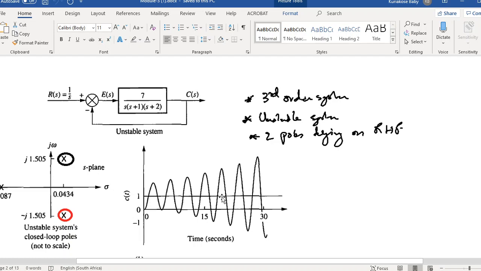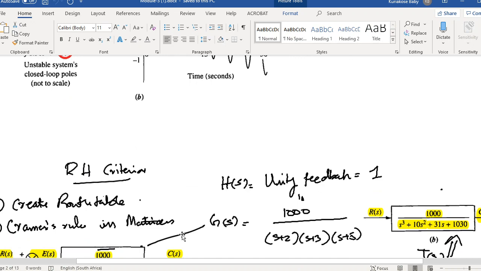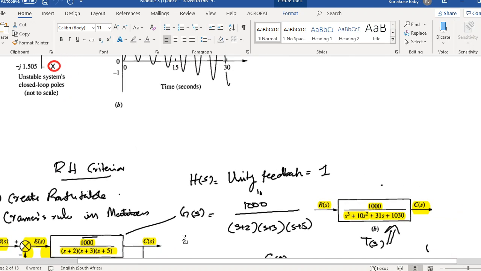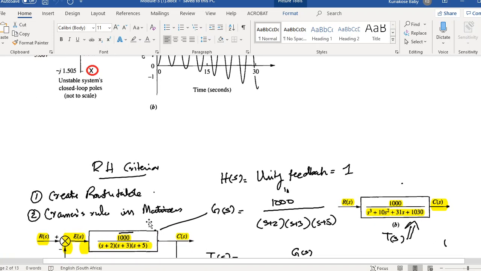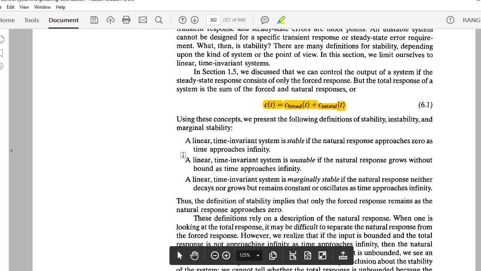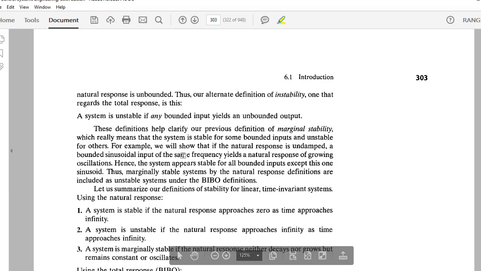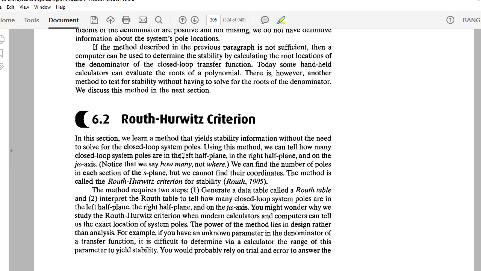Your output should stabilize at 1 if it is a stable system, but you can see that as time approaches infinity, this system is actually growing. Therefore, the system is said to be unstable. Okay. So what we're going to do is see how we can determine if a system is stable or not. For this purpose, we're going to use a technique called the Routh Hurwitz criterion. The Routh Hurwitz criterion is provided in your textbook. This is what it's called.